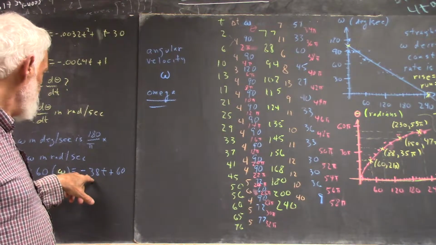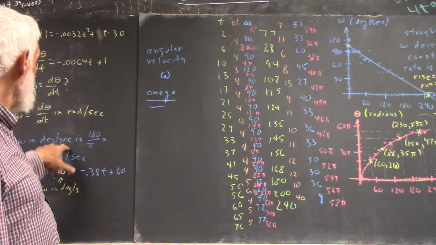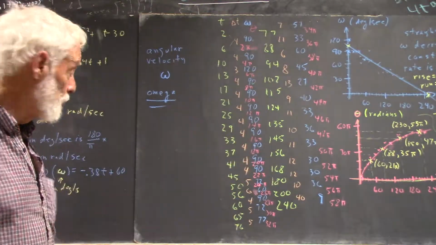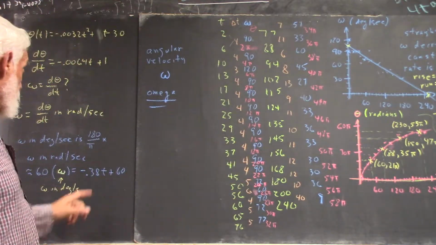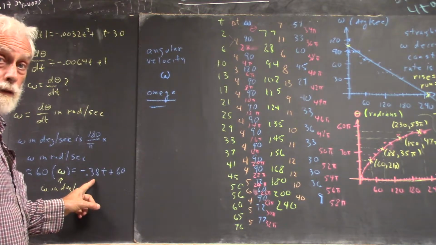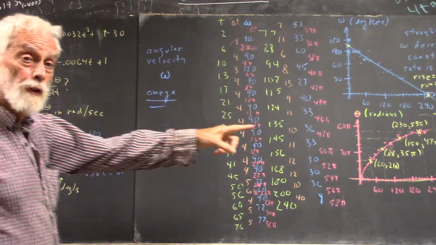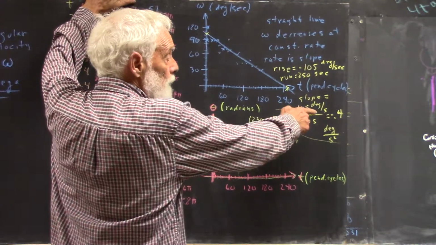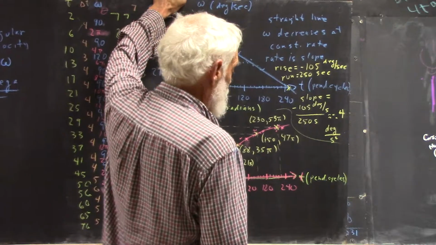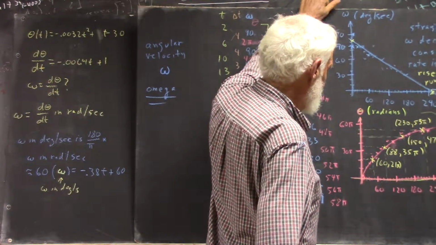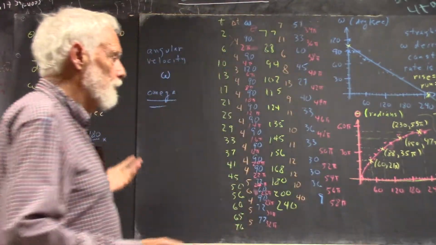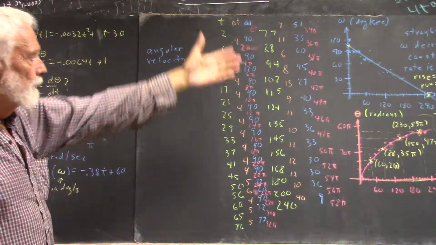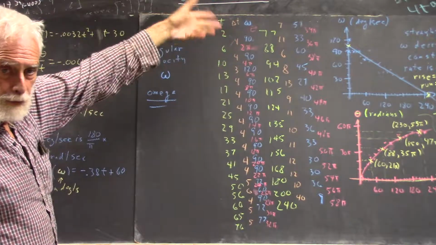Well, what's that mean? That means that omega in degrees per second, to be consistent with this theta function that we got from all the simultaneous equations and everything, should have a slope of negative 0.38, shouldn't it? And what's our slope over here? Do you remember? Negative 0.4. That's closer than I expected to get, but I'm not too surprised. I expected to get reasonably close. Now, the 60 doesn't match up with the y-intercept or the omega-intercept of that graph.